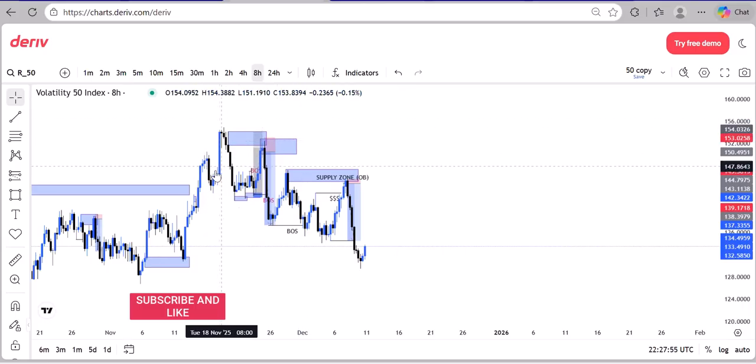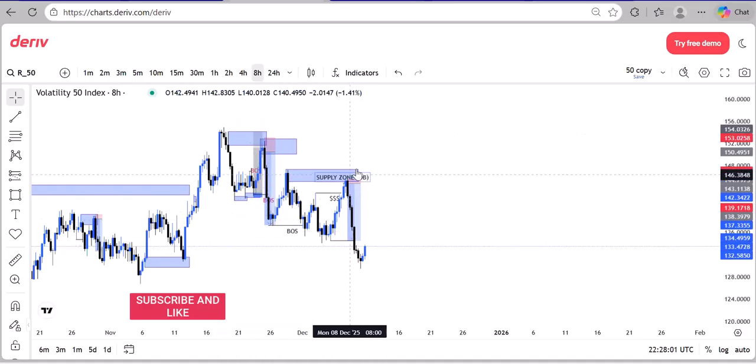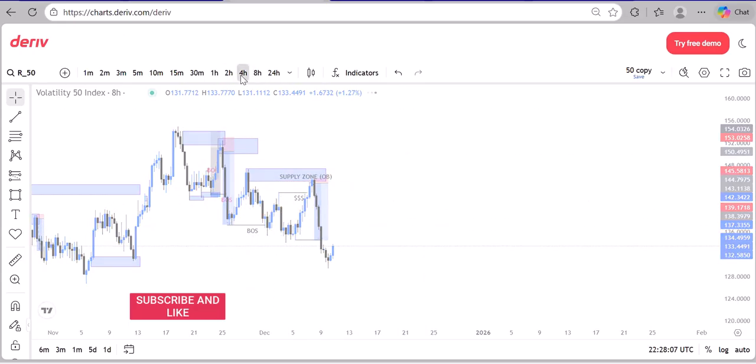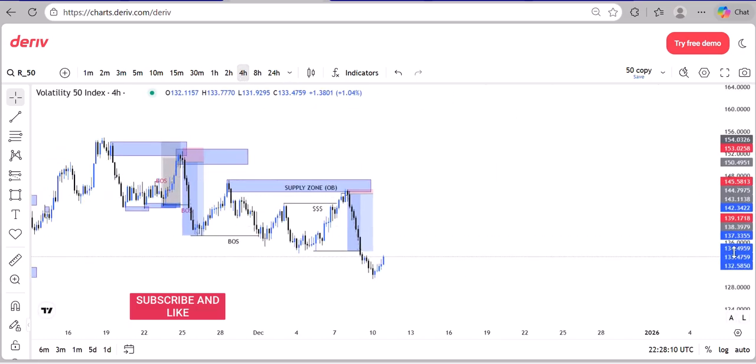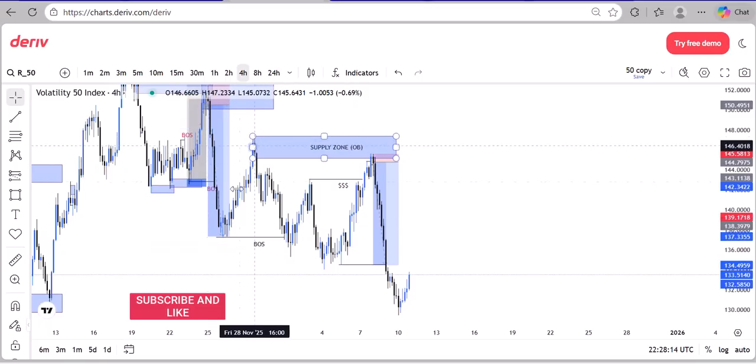So the market was in a downtrend, a series of lower high, lower low, lower high, lower low. So price was going down. We saw a break of structure here, but it was not very clear, so we'll go down to our 4 hours time frame. Now coming down to our 4 hours time frame, we saw that price broke structure.